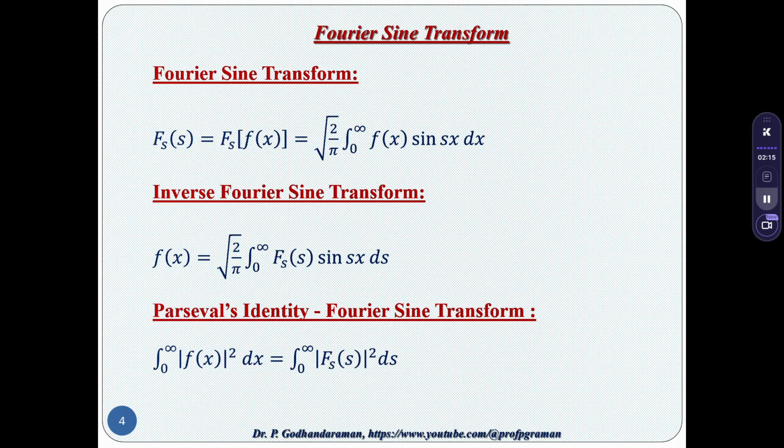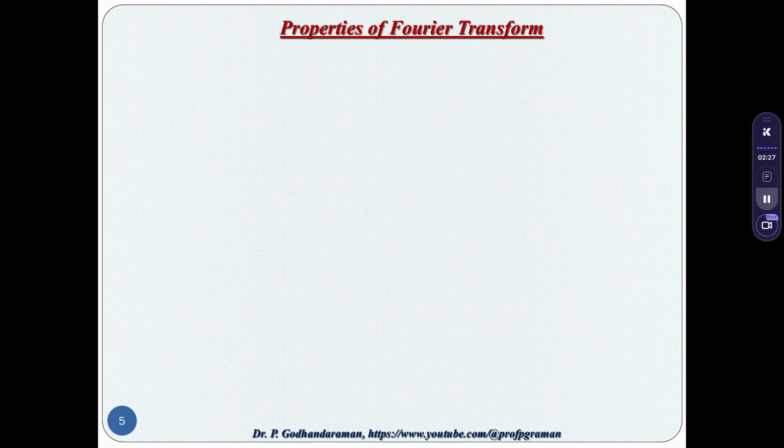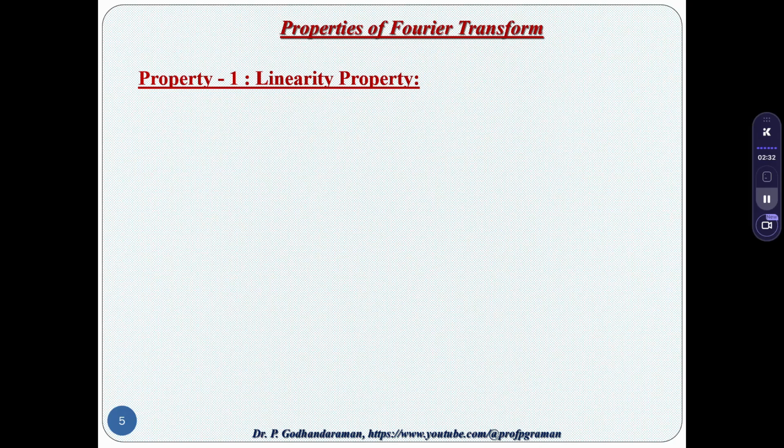So these are the formulas for the Fourier transform, Fourier cosine transform, and Fourier sine transform. Next, properties of the Fourier transform, properties of the Fourier cosine transform, and properties of the Fourier sine transform. First of all, properties of the Fourier transform. The first property, the linearity property.